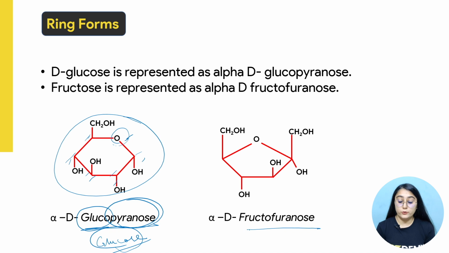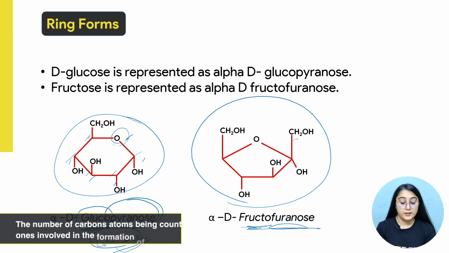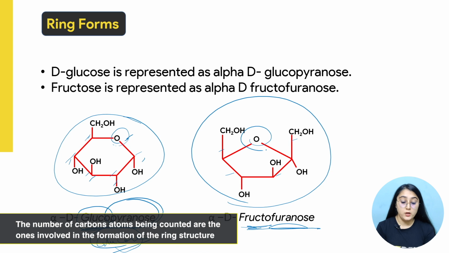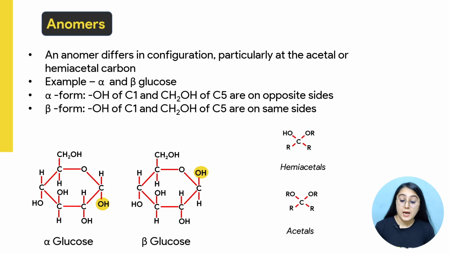Similarly, we have fructofuranose, where fructo represents fructose and furanose represents the shape of the ring. It will contain 4 carbons and 1 oxygen. So D-glucose can be represented as D-glucopyranose and fructose can be represented as D-fructofuranose. We will look at the meaning of this alpha and D, what they mean and what they represent, in the coming slides. So now, looking at what anomers are.